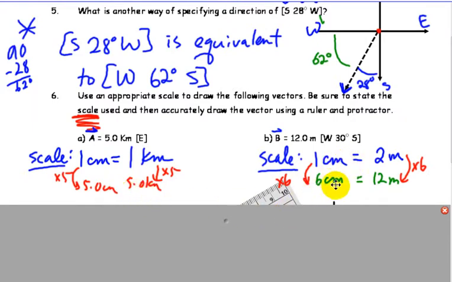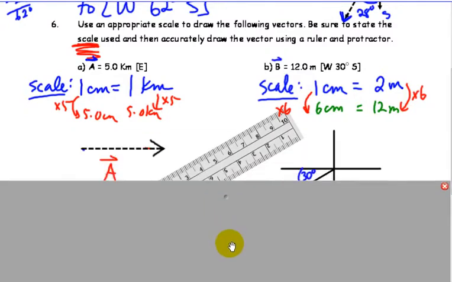If I look at this example here, if I did 1 centimeter equals 2 meters, I'm trying to make something that's 12 meters. Relating that to 12, you can see it's multiplied by a factor of 6. So this has to be multiplied by a factor of 6. So 1 to 2 is equivalent to 6 to 12. So 6 centimeters on my paper represents 12 meters in the real world.